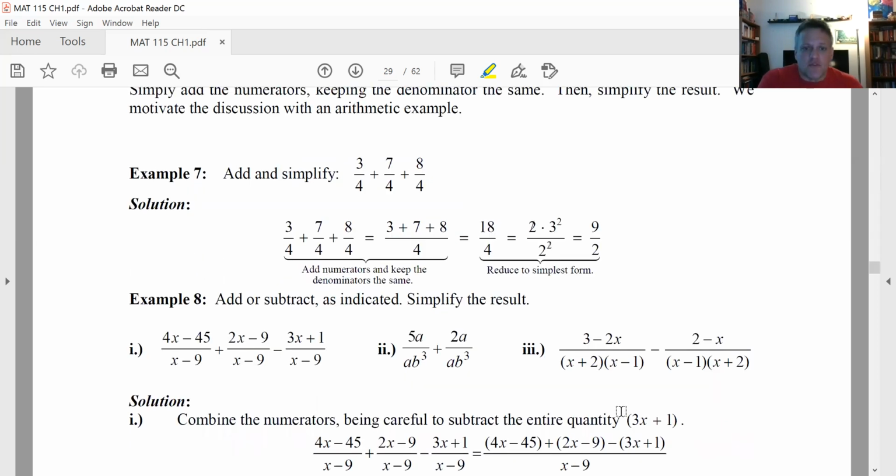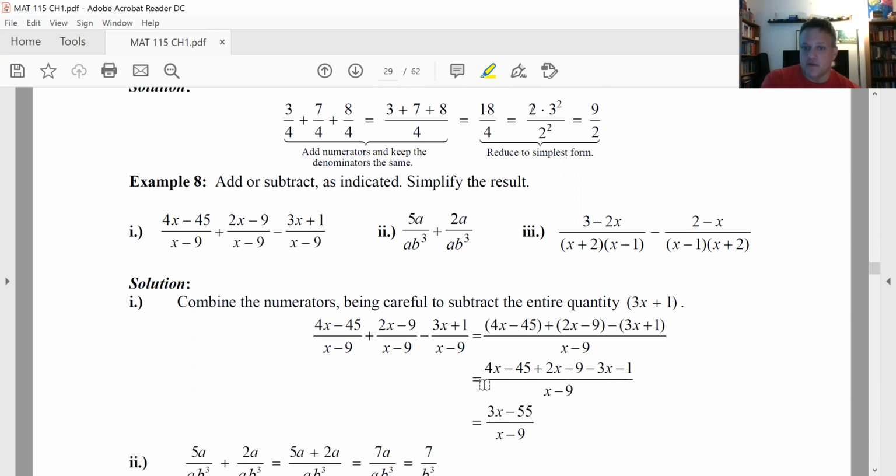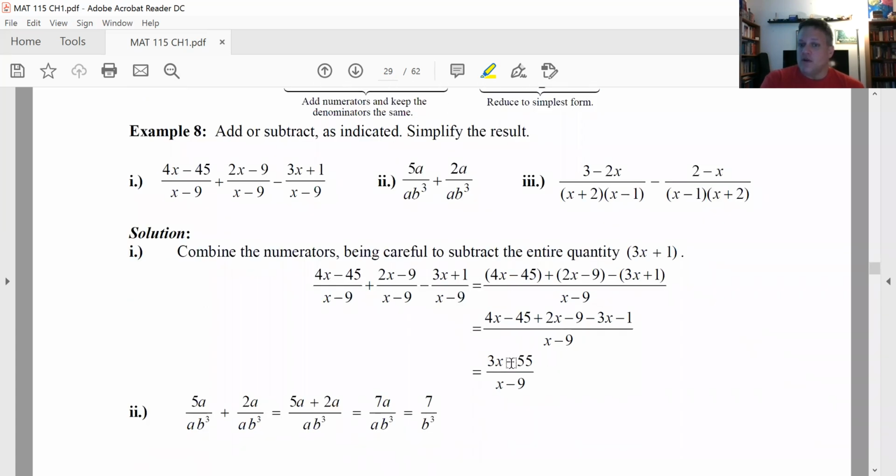Let's try that. So for the first one, if I add across, I get this expression. But then to simplify that, the only thing I have to first do is distribute that -1 through both terms. That's what I do here. And then gather like terms together. So I have a 4x plus a 2x minus a 3x. That's where that 3x is coming from. And then minus 45 minus 9 minus 1, well, that's minus 55. There's your numerator. There's the denominator. You can't factor anything out of the numerator, and so there are no common factors to top and bottom, and so that is considered to be simplified.